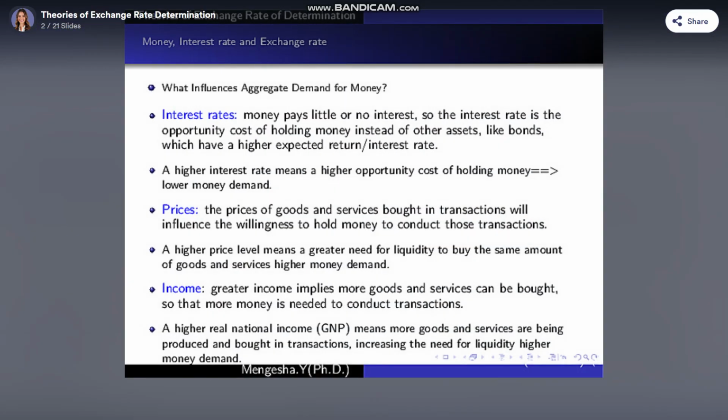Building on that, let's consider what shapes the overall demand for money in an economy. Interest rates play a big role since holding money means forgoing interest from other assets. Higher interest rates make holding money less attractive, reducing demand. Prices and income also matter. When prices or income rise, people need more money for transactions, increasing demand. So, money demand is really about balancing opportunity costs with transactional needs.